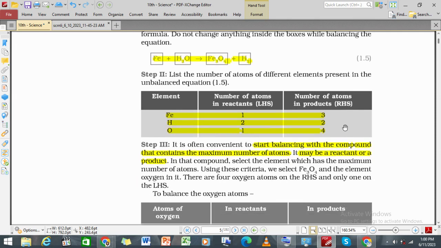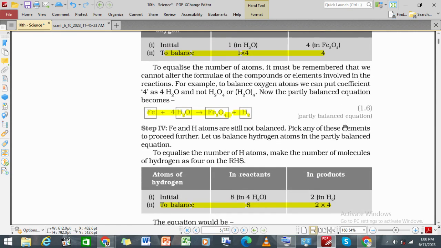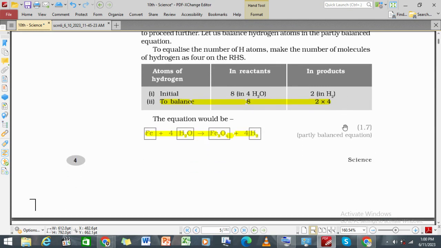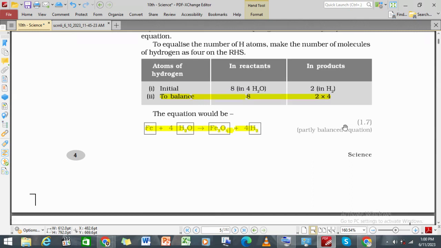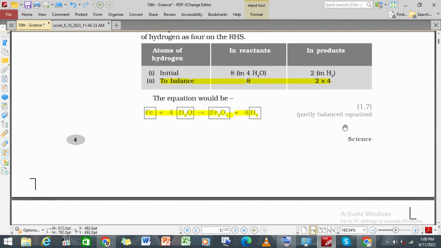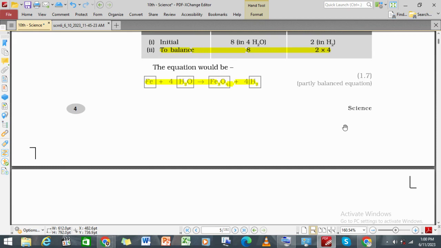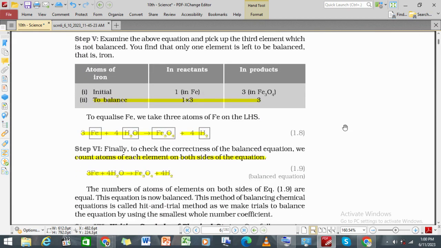All right, and to do that we have to multiply H2O on the reactant side by 4 so that the left hand side and right hand side become equal. Thereafter, to balance it out, we will change the hydrogen as well. In the products we have 2 hydrogen, and in the reactants there are 8 hydrogen, so we will multiply it by 4 on the product side so that it gets balanced out completely.